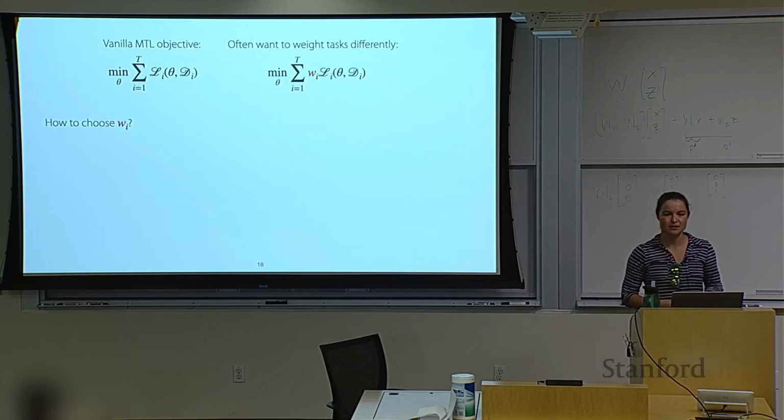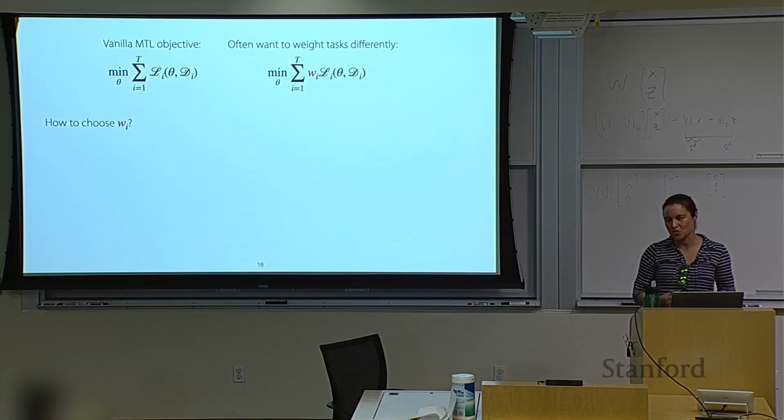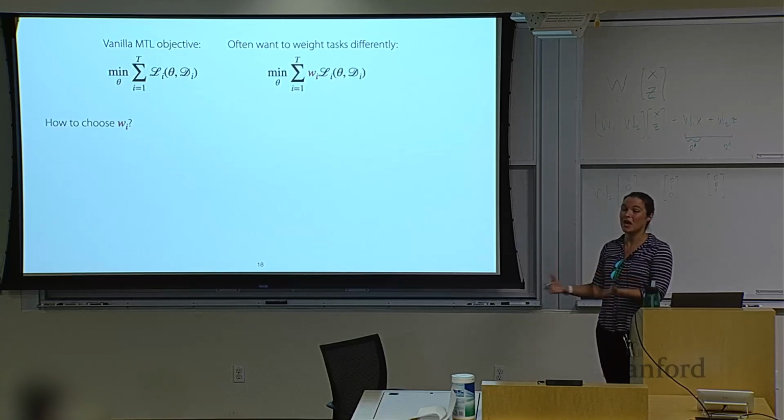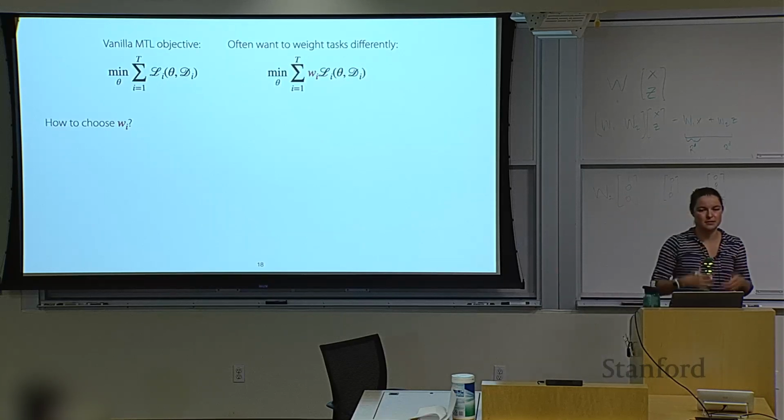Yeah. If one task is the most important, have a really high weight. Yeah. So if there are some tasks that you care about more than others, like in some cases, maybe there's actually only one task you care about, and you just have these other auxiliary tasks that you are hoping might help out, then you could upweight the tasks that you care about the most.